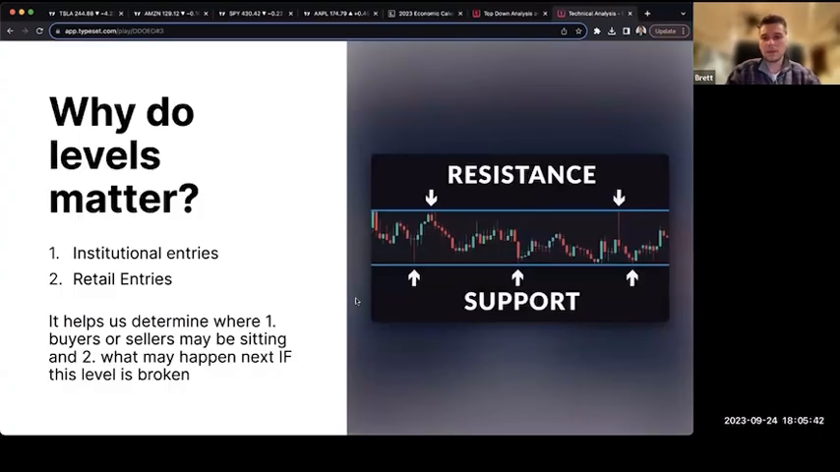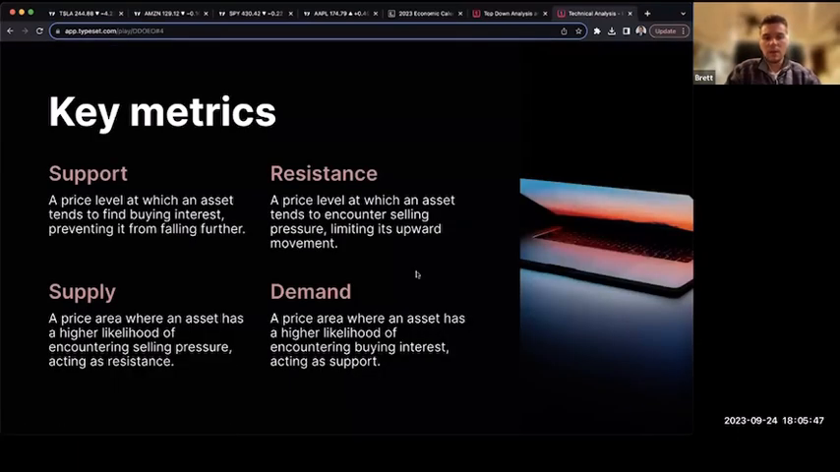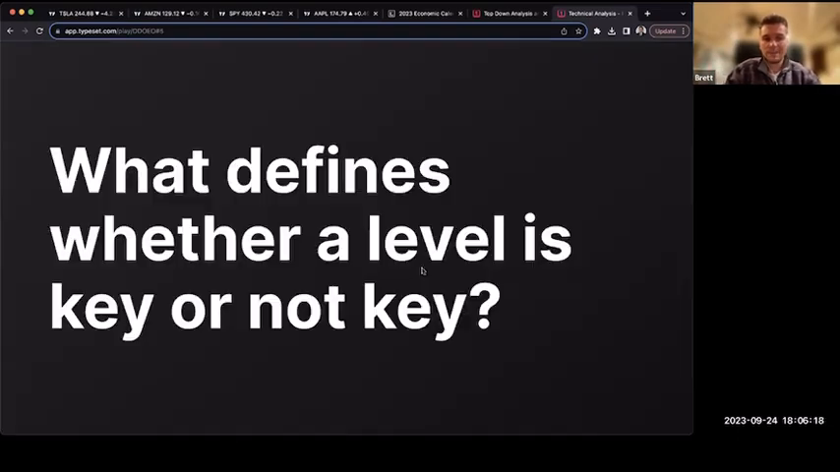We talked about what makes a resistance and what makes a support. There are key metrics within supply and demand: support and resistance being an individual, singular level, and supply and demand just being a zone, a zone of resistance or a zone of support. That's all supply and demand really is. It's about going back to those larger timeframes and finding those key areas where there are many interactions.